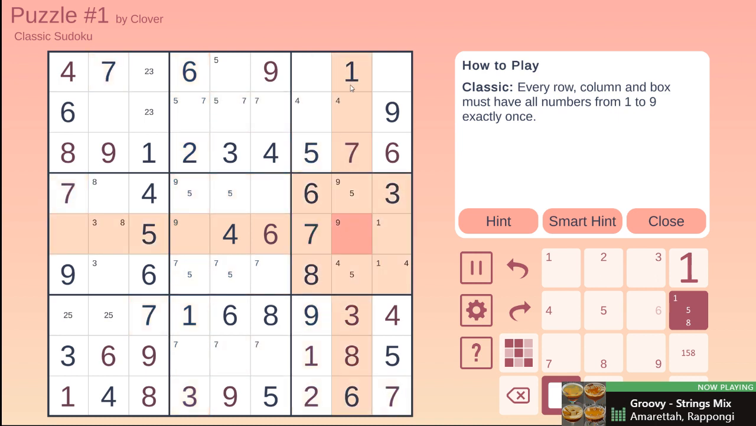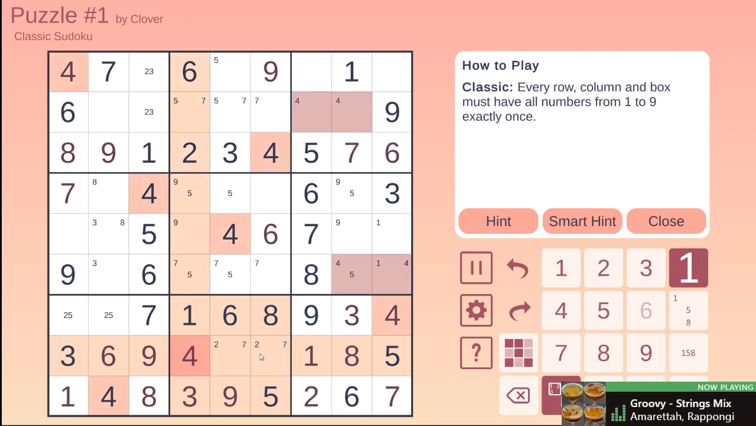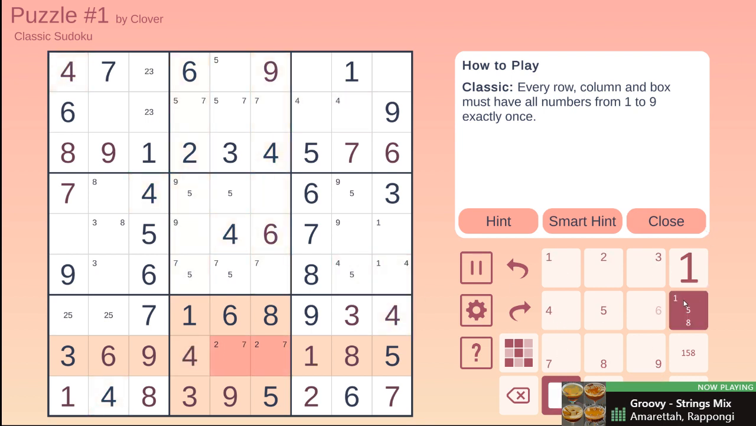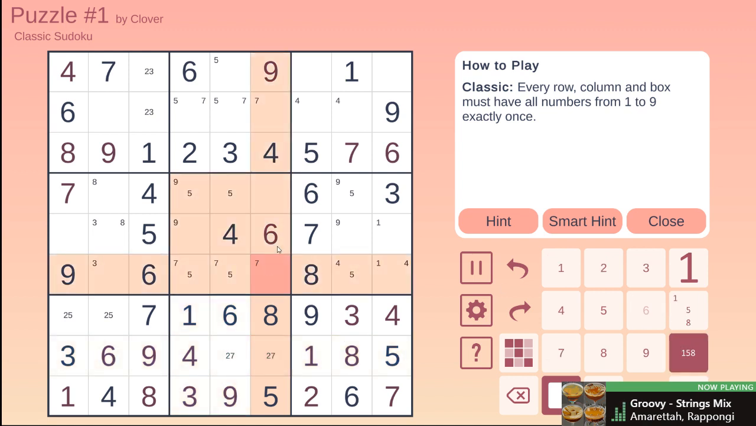Those 7s we still don't really know anything about. What else has to be in this box? It's a 2 and a 7. We know 2 has to be in one of these. Wait, we already knew 7. 1, 2, 3, 4. 4 is the other one. So 4 has to be here. This is a 4. So that means this is a 2, 7 pair. Okay.